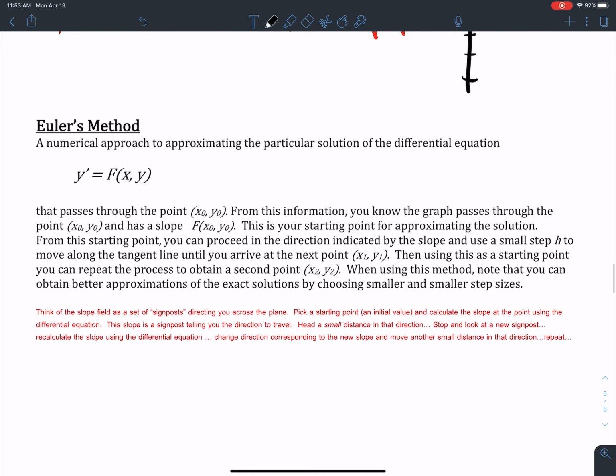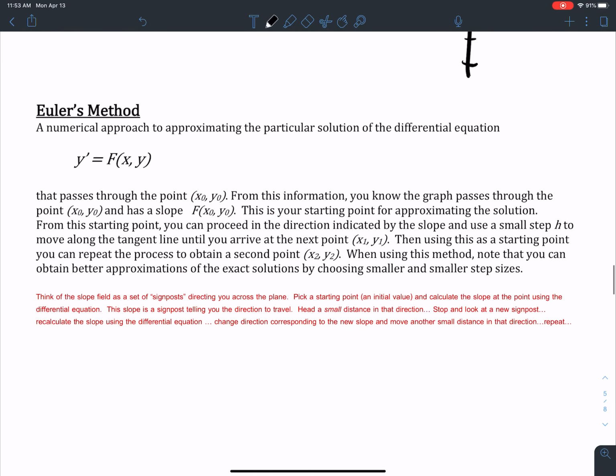So the last idea for today is called Euler's method. This is just a mathematical approach to what we just did with our slope field. And what I'm really emphasizing here, and I've been saying it a ton throughout today, is that the slope's like a little signpost. Go this direction for a little bit and look for the next signpost. Then follow that arrow. Then follow the next one and the next one and the next one.